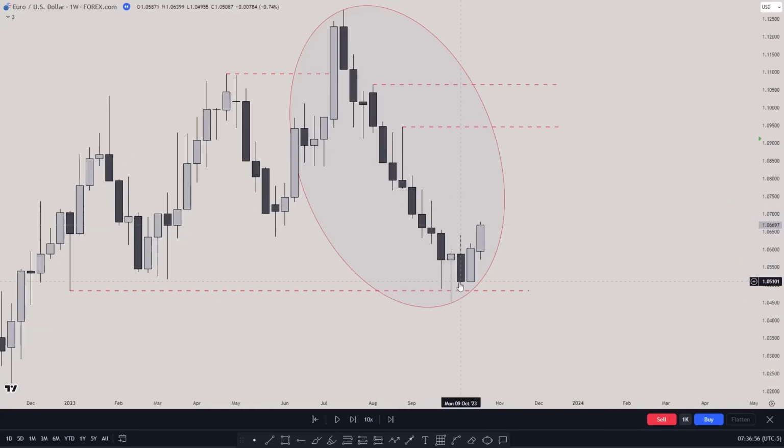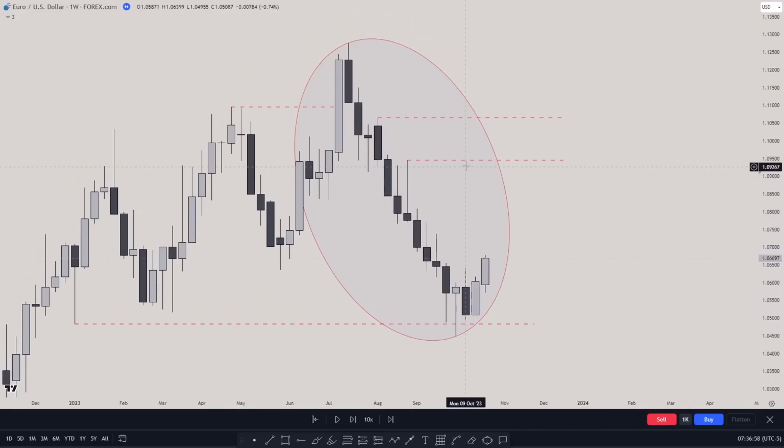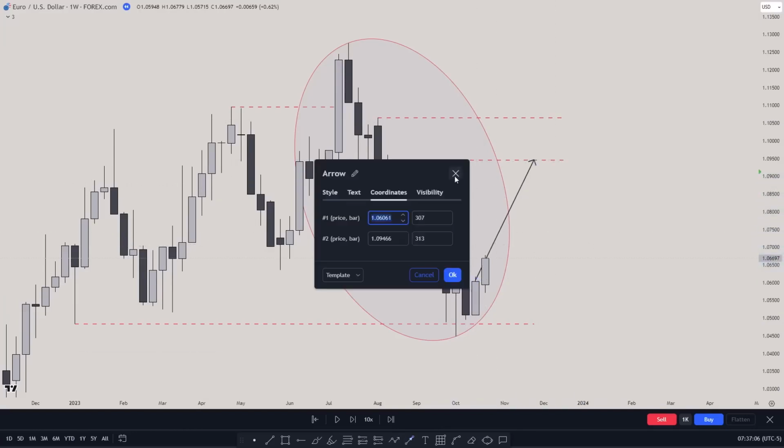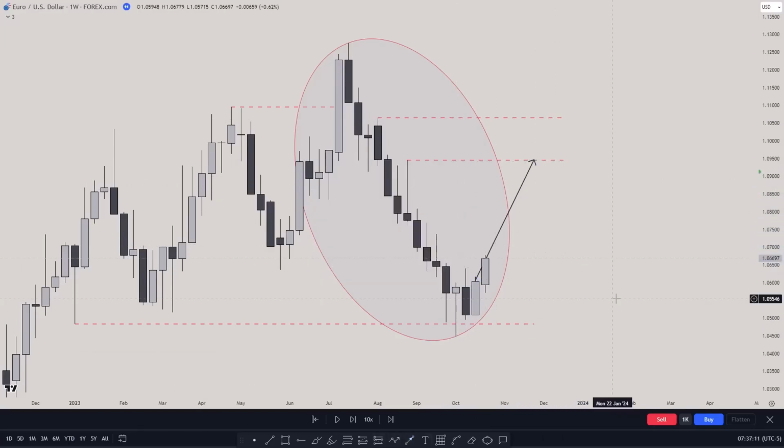Now, my bias would be going up all the way to where? Either this level or this level. So anything from here all the way to here, it's going to be high in probability if you go long. Any long position you take would be higher in win rate.